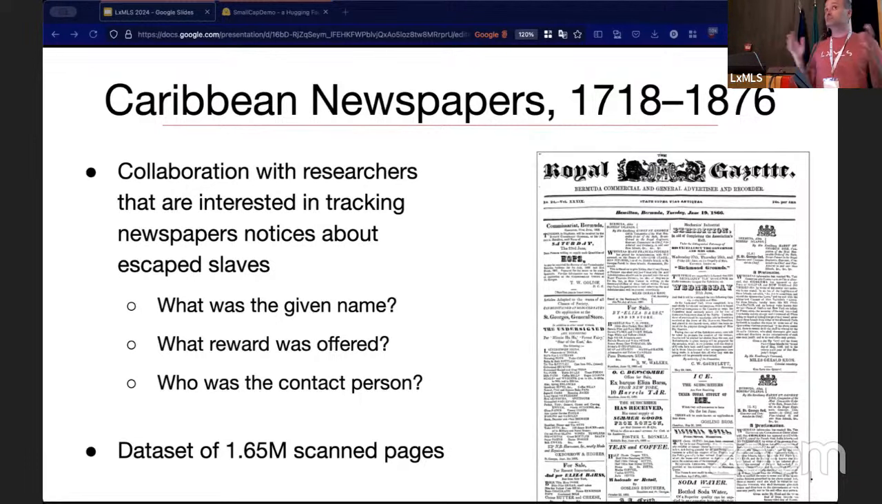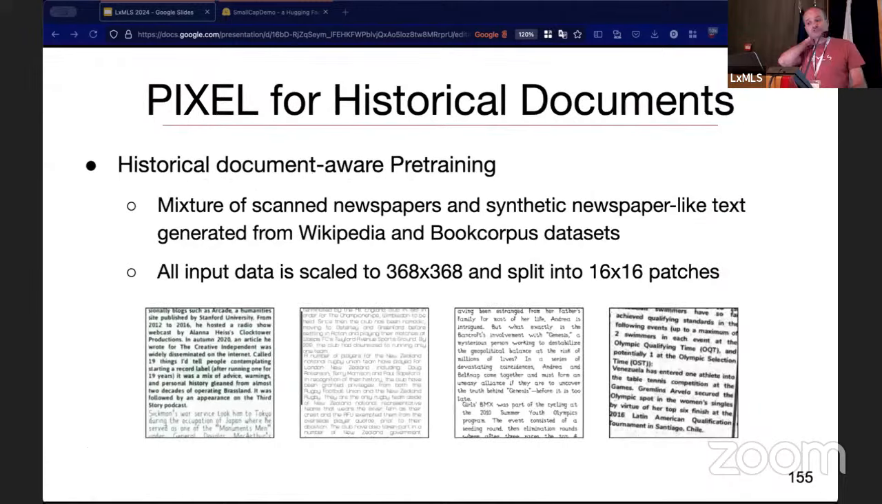And they have a huge data set of over 1 million pages, and nobody wants to do their PhD on looking through 1 million pages to manually find this information. So you can turn to machine learning techniques to try and automate this through what's called a distant reading process. In order to do this, we had to adapt our model to do historical document-aware pre-training. And Nadav and Philip had this really neat trick where they pretended that Wikipedia was rendered like a historical newspaper.